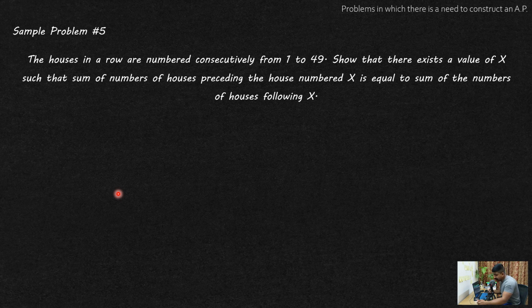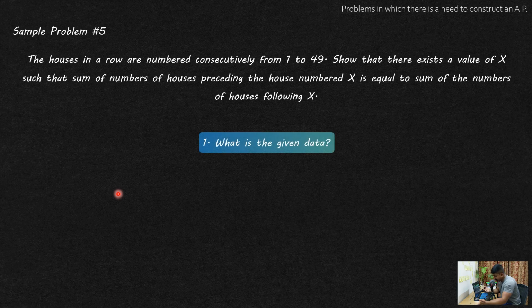Now we have sample problem number 5. The houses in a row are numbered consecutively from 1 to 49. Show that there exists a value of x such that sum of numbers of houses preceding the house numbered x is equal to the sum of numbers of houses following x. Now if you want to pause the video, go ahead, read the question, understand the question, and then after that we'll start solving it together.